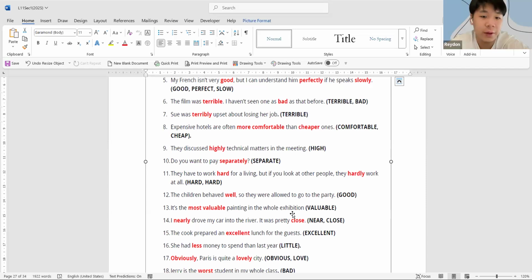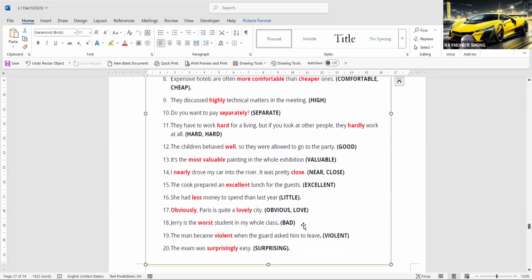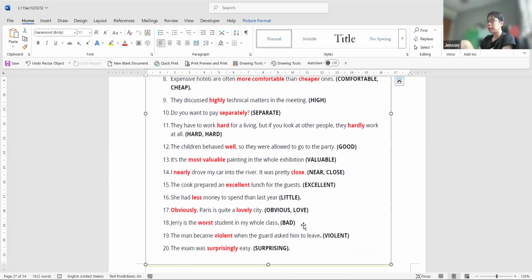Do you want to pay separately? Or I pay for you. Number 11. Jensen. They have to work hard for a living, but if you look at other people, they hardly work at all. I totally agree. There are some people who are so bloody lazy and don't want to work. The children behave well, so they were allowed to go to the party. If not, next time they will not have a chance to go for the party.